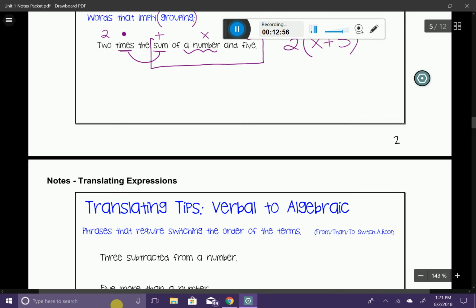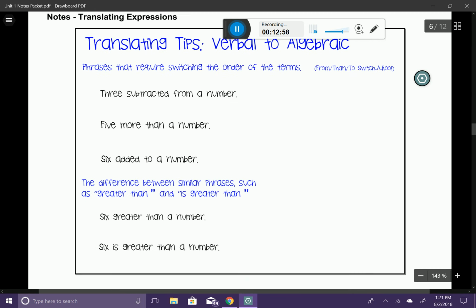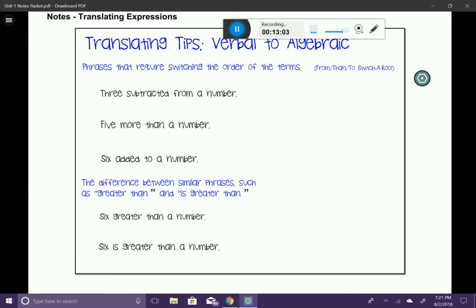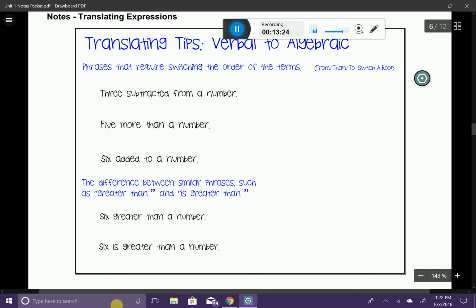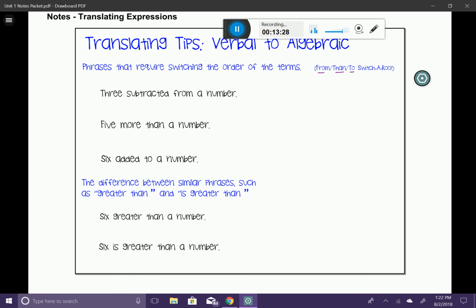All right, let's see if I have any more tips for you. These are my favorite tips. These ones are called switcheroo words. I know that's a silly way to say it, but they might be really helpful to you. Phrases that require switching the order of the terms use words such as from, than, to. From, than, to: you're going to switcheroo. Anytime you see those 3 words, you're going to switch pieces within the verbal expression.